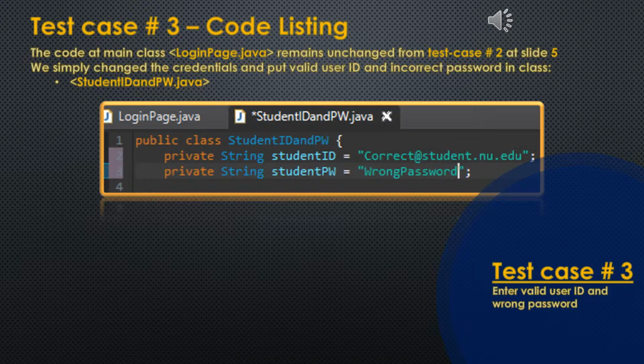Depicted is the code listing for test case 3. For test case 3, we used a valid user ID and a wrong password. Again, this picture shows the student ID and password in a separate class.